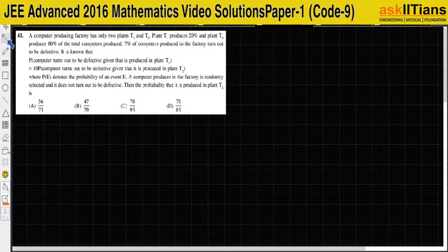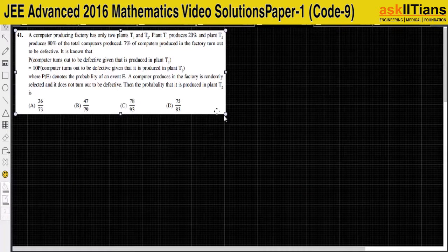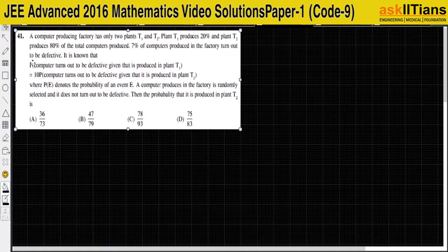Question number 5 is a bit lengthy question. Let's read it out, but it's an easy one based on Bayes theorem. A computer producing factory has only 2 plants, T1 and T2. Plant T1 produces 20% and plant T2 produces 80% of the total computers produced. 7% of the computers produced in the factory turn out to be defective.